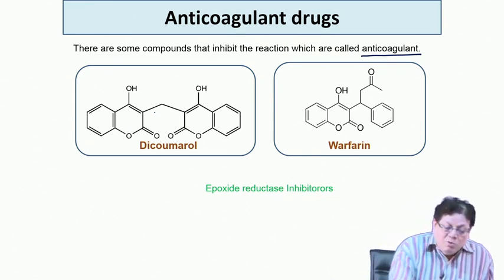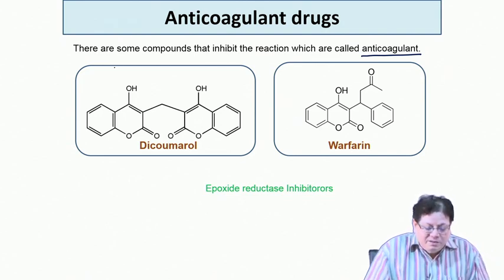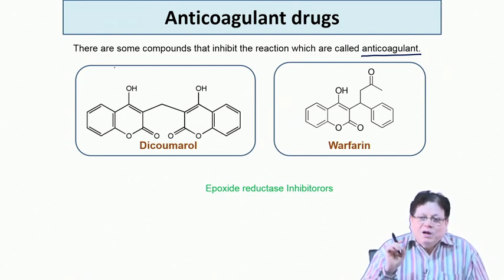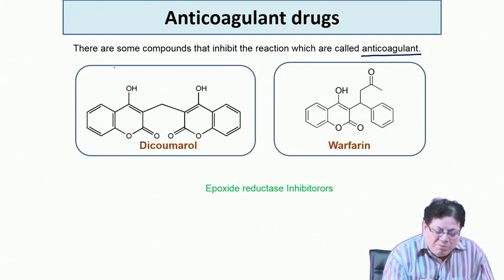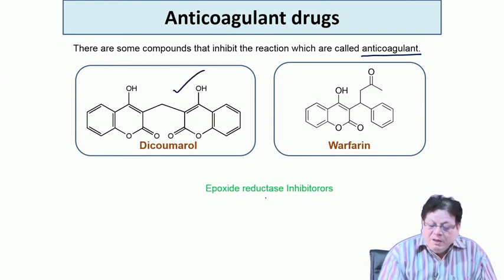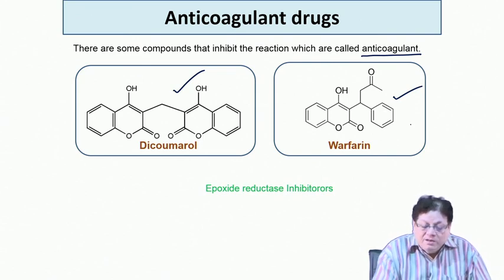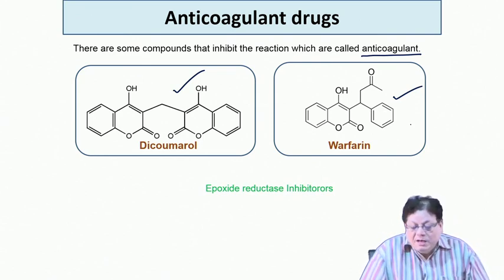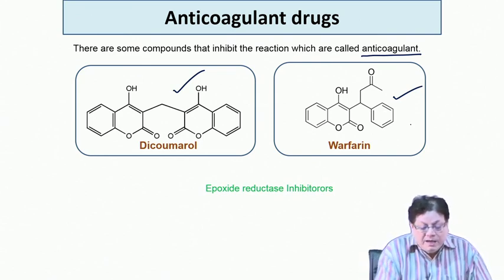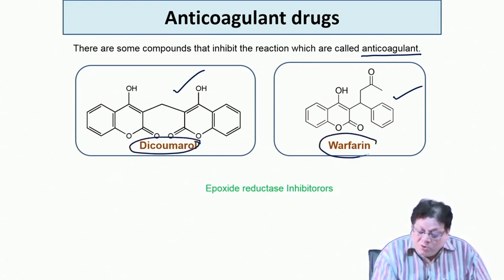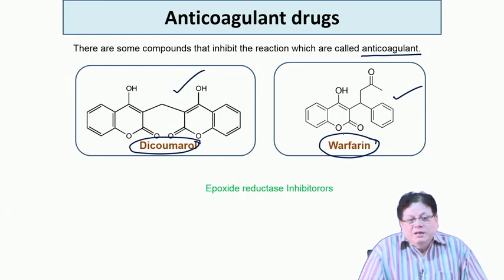So you need what are called blood thinners, which allow the blood not to clot, and there are compounds like dicumarol and compounds like warfarin. The structure is shown here. They are used as blood thinners, but they can also be used as pesticide or insecticide, to kill pests.